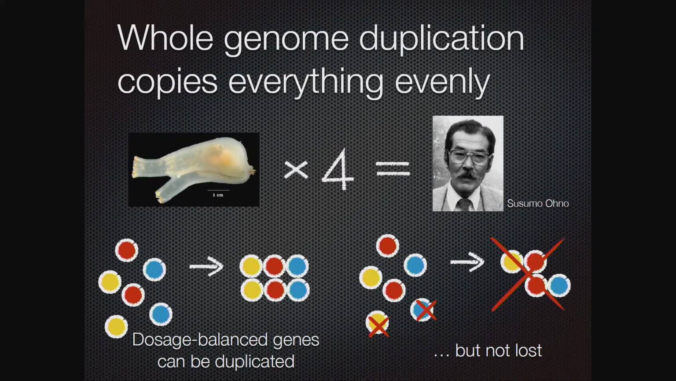So these dosage balanced genes, if you duplicate them like this, that's okay. But if you duplicate them 1 by 1, once they're duplicated, that's okay. But if you lose them individually, that also isn't okay, because you're going to end up with the imbalance problem just from the other end. So if you duplicate just 1, you get an imbalance. But if you duplicate them all and lose just 1, you've also got an imbalance. So they can get duplicated this way by this whole genome duplication, but not lost again.